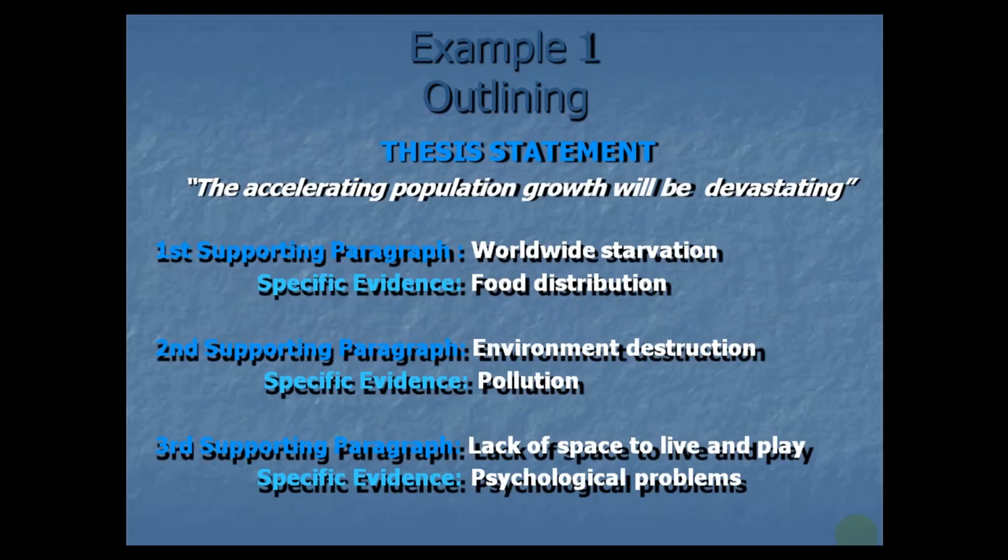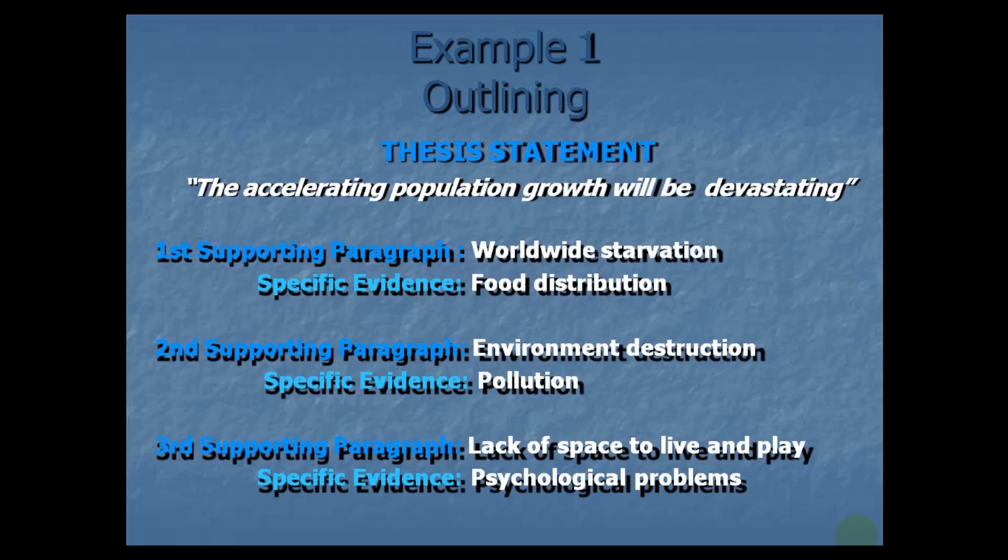Let's look at an example of the thesis statement. In essay writing, we use the term thesis statement instead of topic sentence. So what is a thesis statement? A thesis statement is an umbrella which covers the whole essay writing, which covers the main point in your essay. Let's look at the thesis statement in here. The accelerating population, the increasing number of people, will be devastating to the world.